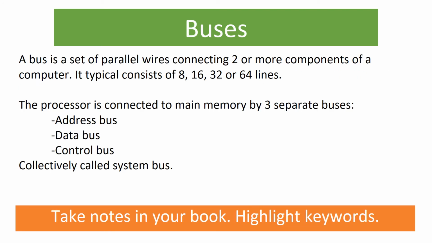So buses are essentially a set of wires, parallel wires that connect different components on a computer. Now, we generally talk about 3 different buses, but if we're talking about buses overall, we call them the system bus. So these 3 buses make what we call the system bus. So in the exam, you might hear the system bus, and that includes the address bus, the data bus, and the control bus. 3 different buses.